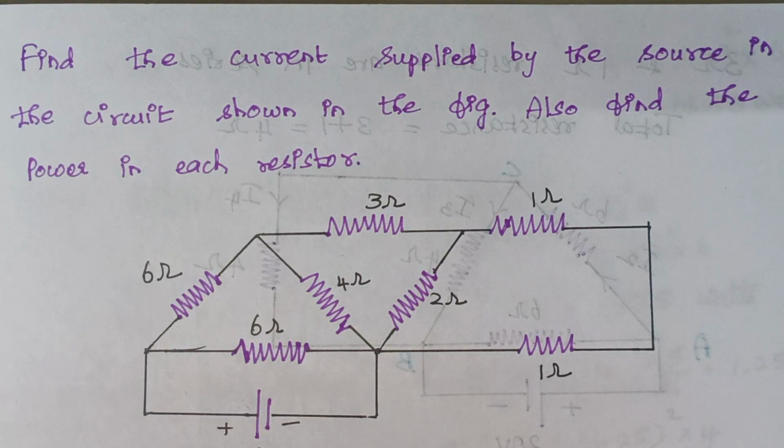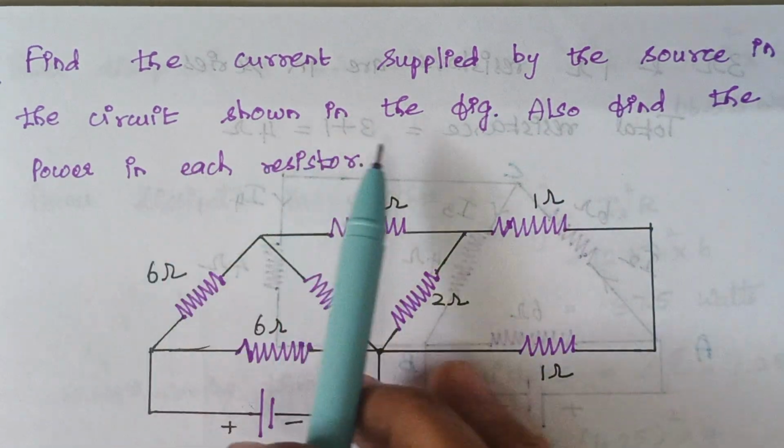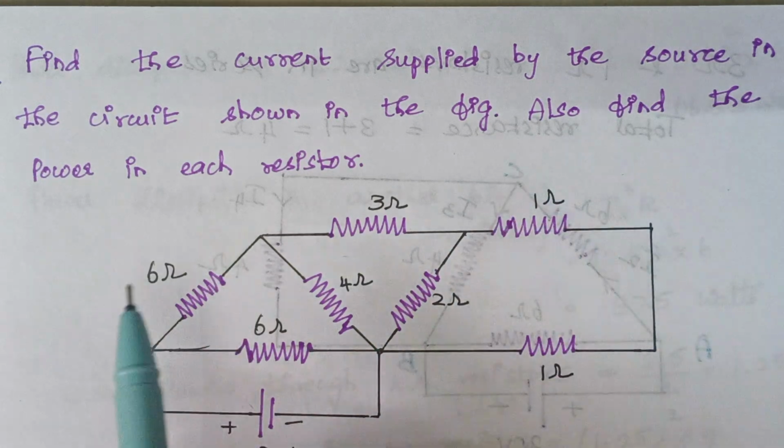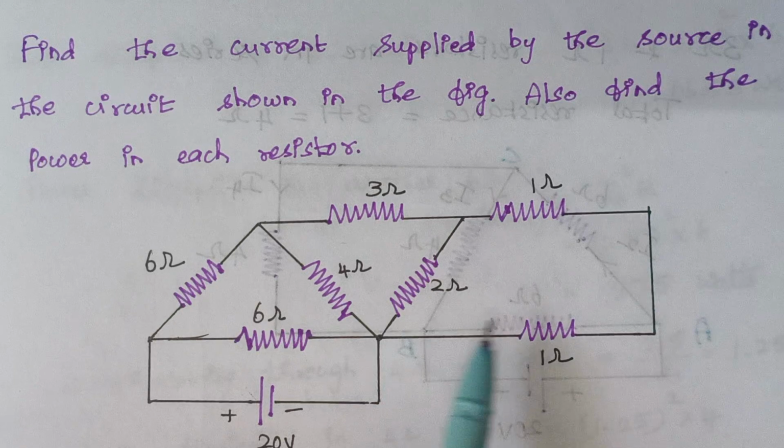Today we are going to discuss the problem. Find the current supplied by the source in the circuit shown in the figure. Also find the power in each resistor. So here this is our given problem.